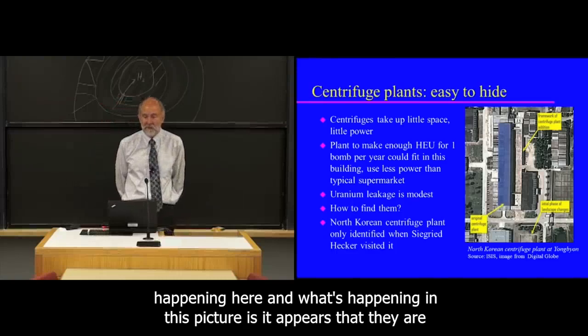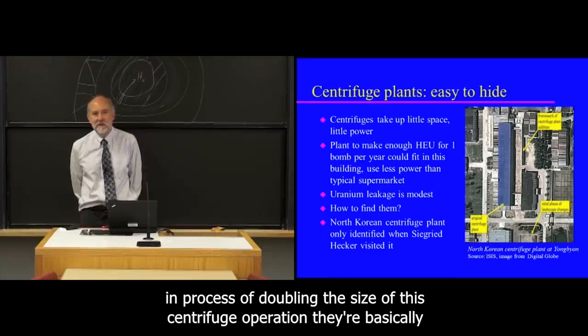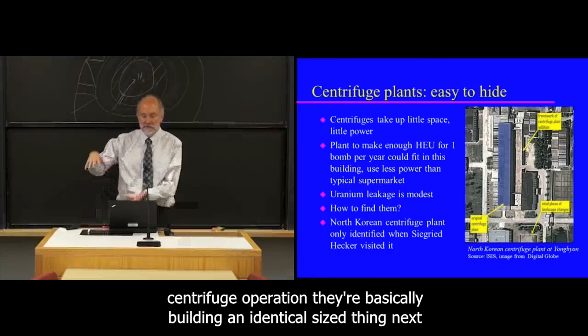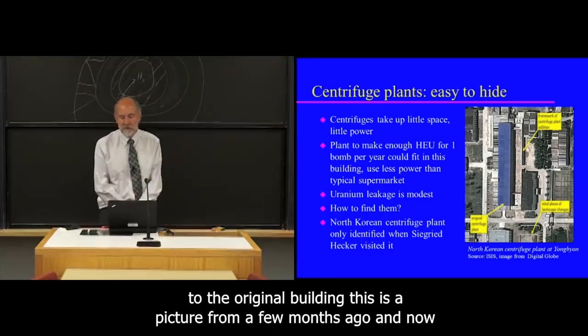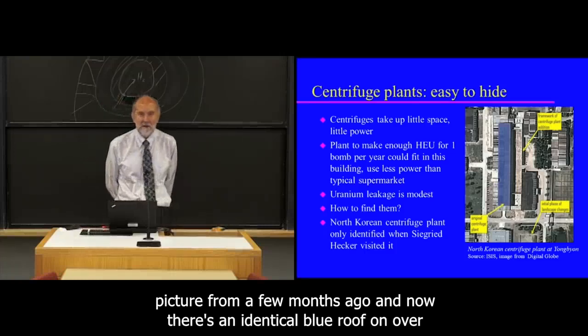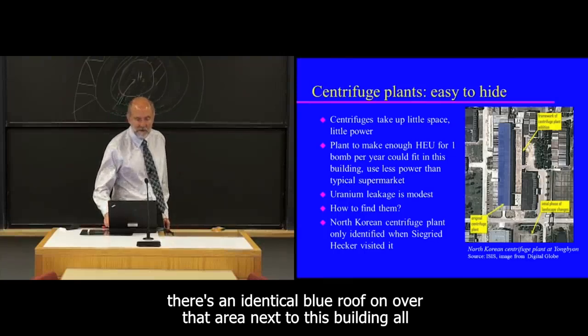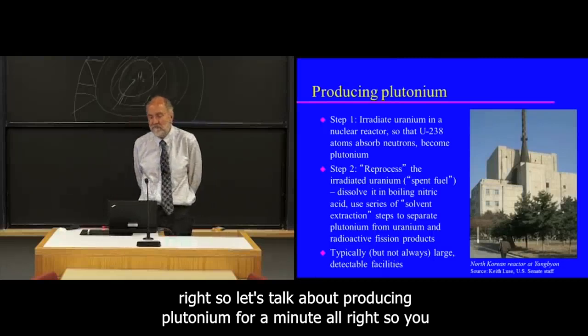And what's happening in this picture is it appears that they are in the process of doubling the size of this centrifuge operation. They're basically building an identical size thing next to the original building. This is a picture from a few months ago, and now there's an identical blue roof over that area next to this building. All right, so let's talk about producing plutonium for a minute.